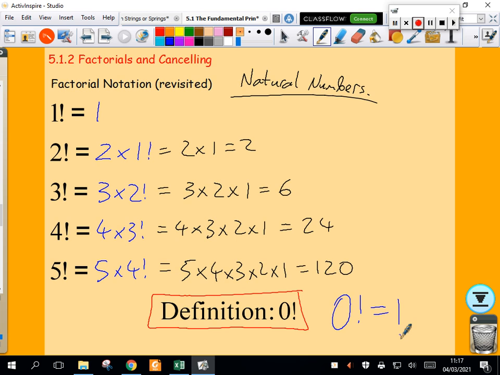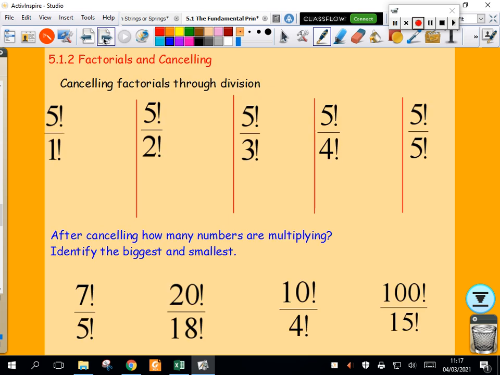So that's factorials. I want to look now at cancelling factorials through division. The number crunching is going to be quite simple here, but what I'm really interested in is establishing patterns, as we always are in mathematics. Here are two important questions. After cancelling, how many numbers are multiplying? And I want to identify the biggest and smallest numbers and see if I can find a pattern emerging.